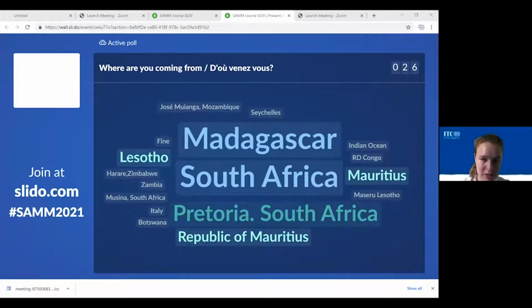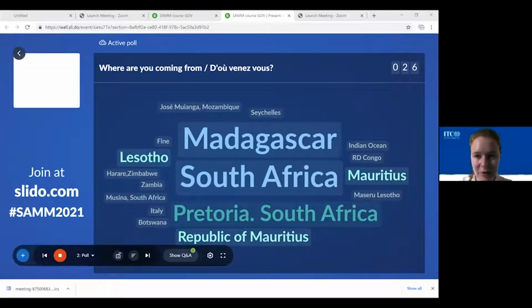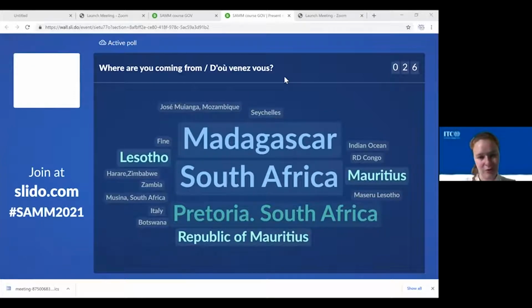And ranking after them, it's Mauritius and Lesotho. We have also Malawi, I can see from the chat box.